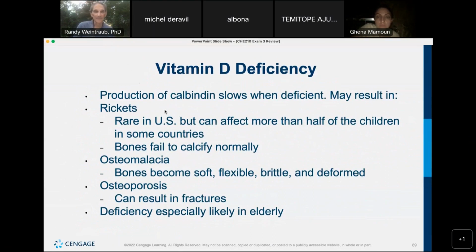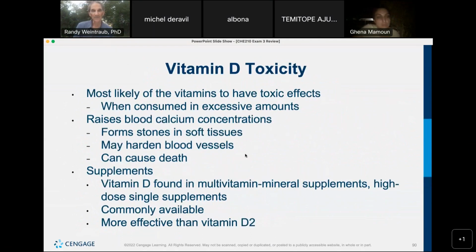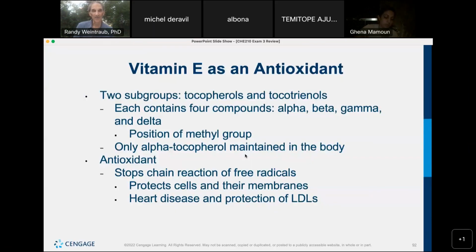And that's because bone health could suffer without vitamin D to assist in the metabolism of calcium and phosphorus and the building of healthy bones.